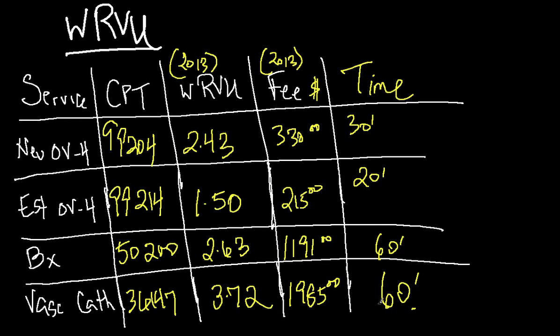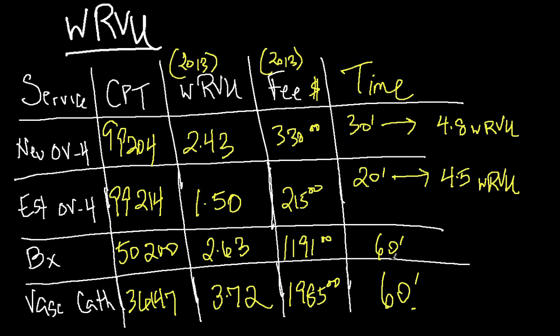Let's take a look. If it takes you 60 minutes to get 3.7 wRVUs for doing a VASCAT, then how many wRVUs can you get if you see 3 established patients? Because 3 times 20 is 60. So that's 1.5 times 3. So if we extrapolate this, that's going to be about 4.5 wRVUs. Much greater than 3.7. Say you have a new patient. Well, if it takes you 30 minutes to see a new patient, you can only see 2 new patients, and that's going to be about 4.8 wRVUs. More than you'd get with a VASCAT.